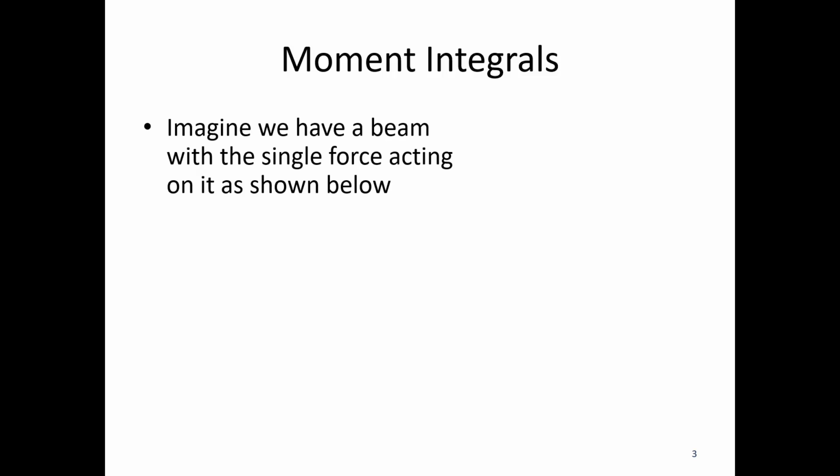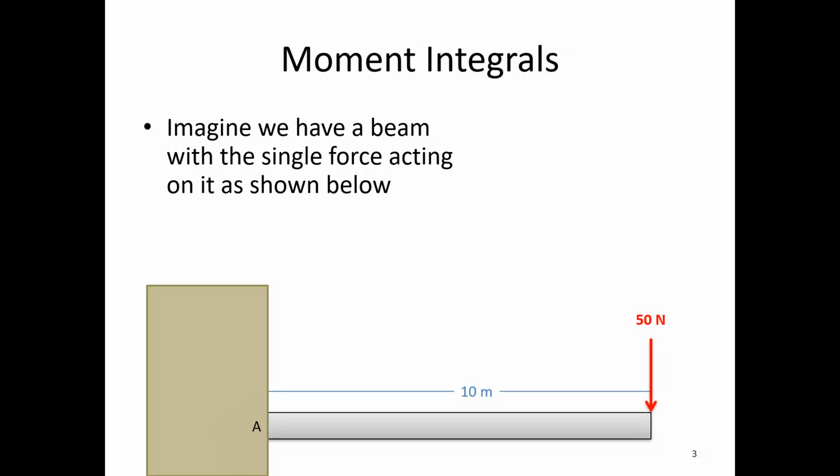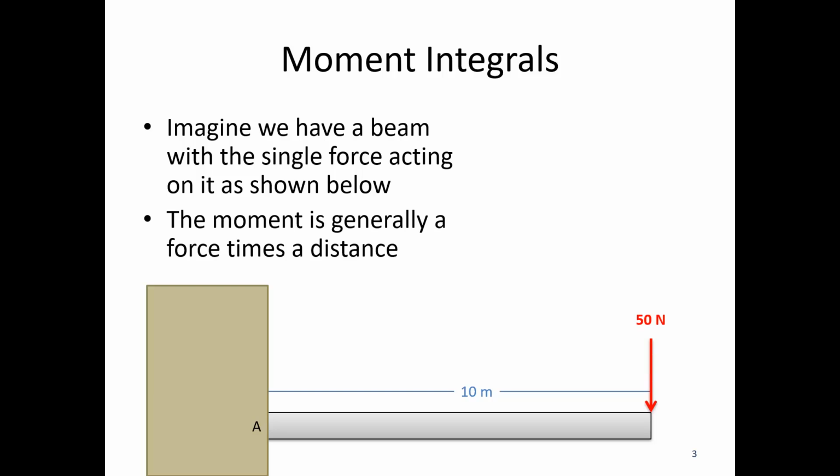Imagine we have a beam with a single force acting on it as shown below. So we've got a cantilever beam, with a 50 Newton force on the end of a 10-meter beam. Calculating the moment for this is generally going to be force times distance. So the moment about point A is 50 newtons times 10 meters. We'd have 50 Newton meters as the magnitude of the moment, actually a negative moment because it'd be clockwise rotation in this case. So that's all well and good.